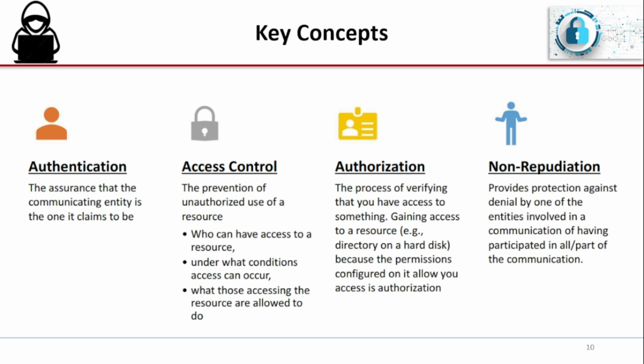What is non-repudiation? Non-repudiation provides protection against denial by one of the entities involved in a communication of having participated in any part of the communication. You must have seen in WhatsApp, when you send a message to a loved one and there is a double tick, and once the double tick turns blue, it tells you that your communicating partner has read your message. So no one can deny whether they have read it or not. This is an example of non-repudiation: no one can deny whether the communication happened or not.